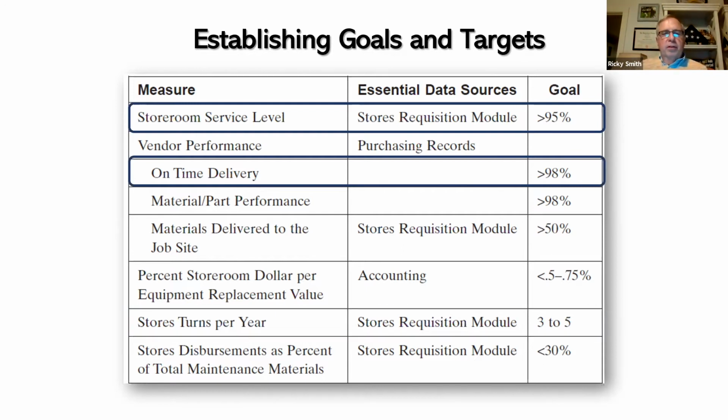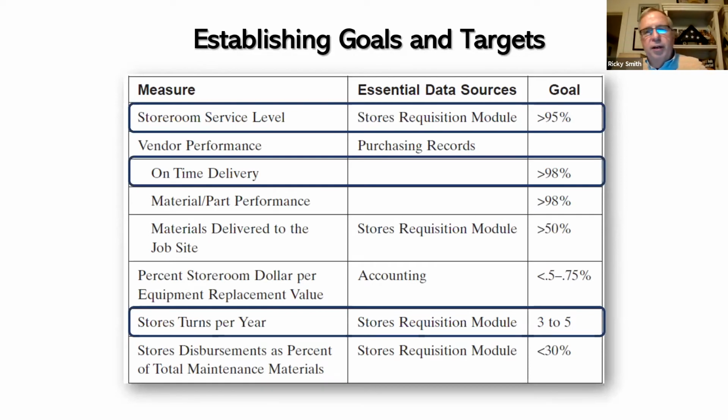Part performance is the next one on there. You see that, and then materials delivered to the job site. I want also the store's turns. How often does a part turn? If it's not an insurance spare, I need to know that. And I think most people agree with that. We need to know how often that part's turning. Because if it's not turning, why is it not turning? Why is it sitting on the shelf? Why do I have 47 of these items on the shelf and we haven't checked one out in 3 years? Something's wrong.